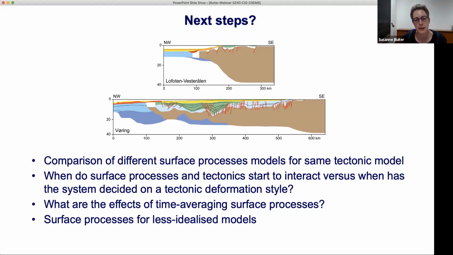And another thing is the models I've showed you are very idealized. So they have these initially flat-lying, laterally homogeneous layers, and I'm not considering inheritance, no fluids, no melts. But what happens for surface process models that are less idealized? Are there maybe some feedback effects that I have not considered at all? So that was my story, and I would be happy for any questions or any suggestions or disagreements on what I've been telling you.